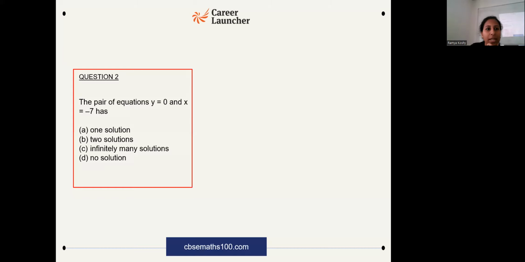I've skipped question 1 because that is a direct question. Okay, just how many solutions, finding out from the equation. It is direct, so I skipped that. Try this.